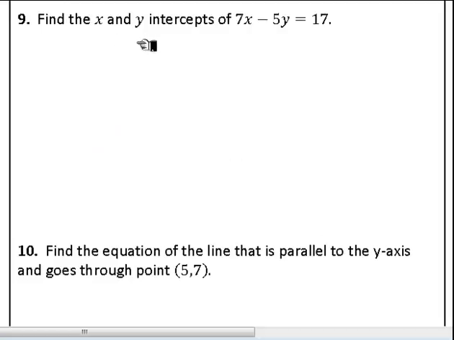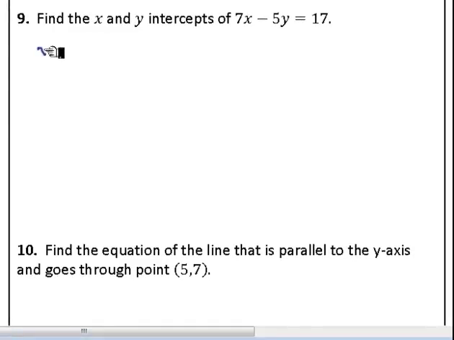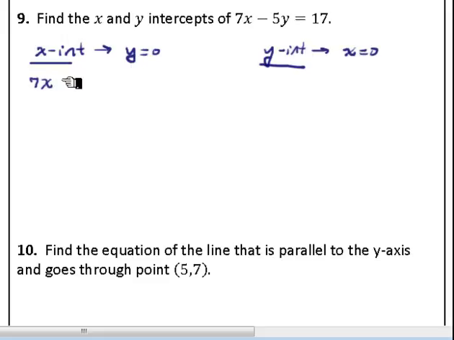In number 9, we want to find the x and y intercepts of 7x minus 5y is equal to 17. So let's remember that to find an x-intercept, what we do is substitute y equals 0, and to find a y-intercept, we substitute x equals 0. So let's do that. First, let's start with the x-intercept, and we're going to substitute y equals 0 right here. All right, so basically, if y is equal to 0, this term drops out, and we're left with 7x equals 17. And divide by 7, and we quickly get the x-intercept, 17 over 7. And in point form, we write 17 over 7 in the x-coordinate and 0 for y.